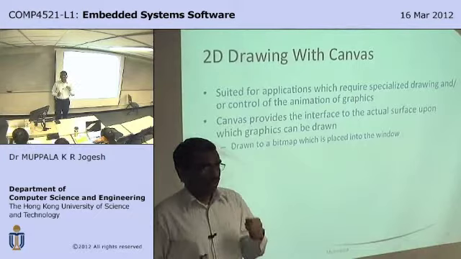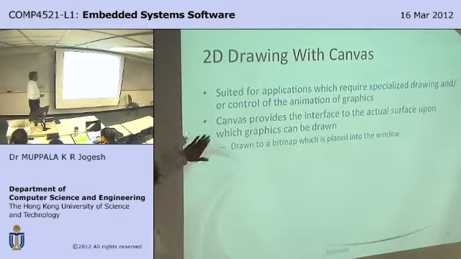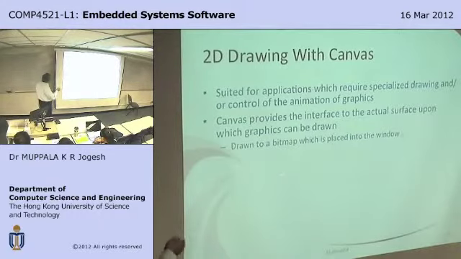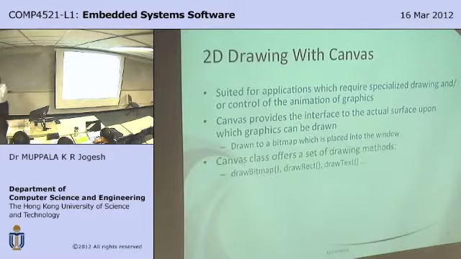Okay? So, how do we achieve this in practice? In Android, you're given access to an object called the canvas. And onto the canvas, you draw things like circles, lines, rectangles, text, dots, whatever you want. And once you have drawn whatever you want and you're happy, then you throw it onto the screen. That's basically what you're doing. So you are drawing to a bitmap which is placed on the window, on the screen. That's basically what you're doing.